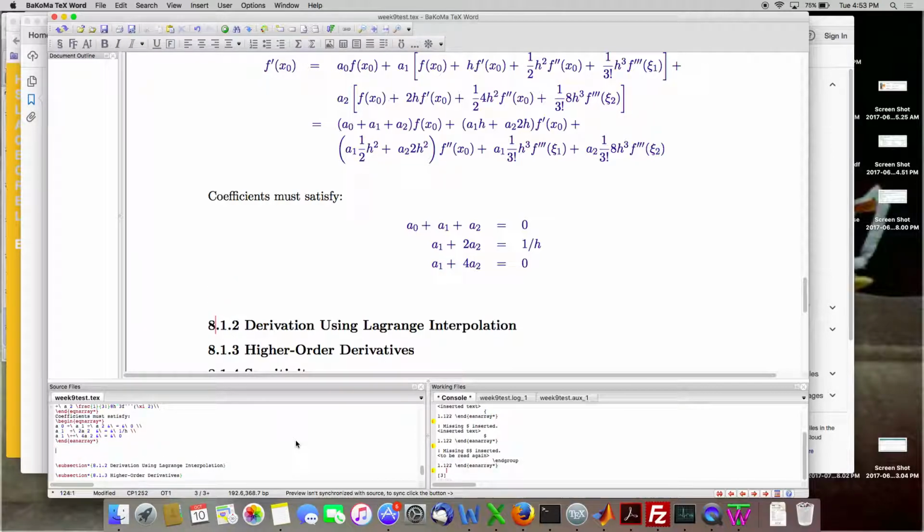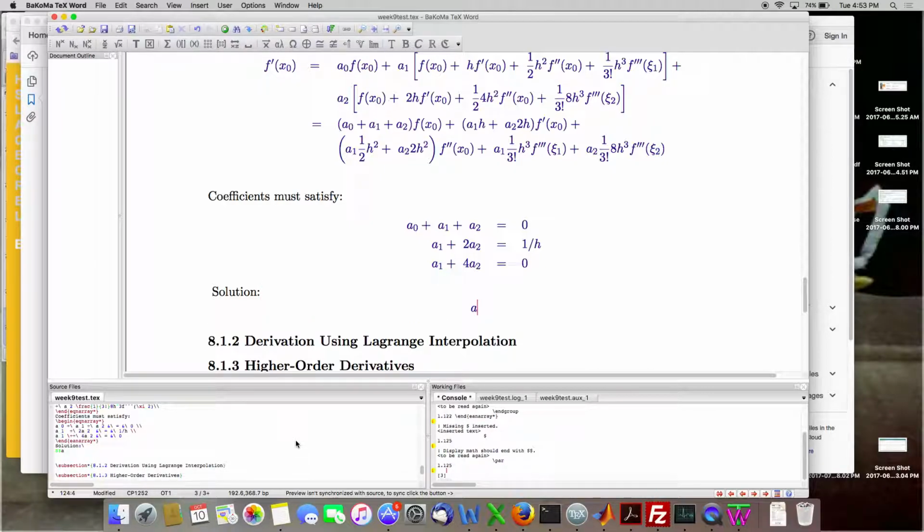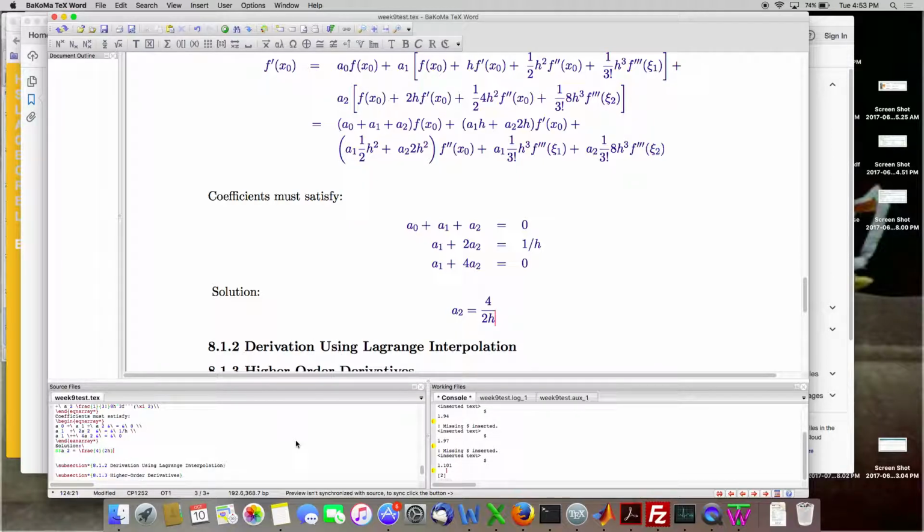So there is a unique solution, and what we get is a1 is equal to 4 over h, rather, or no, I can write it as 4 over 2h. I'll use a display equation for this. And you're wondering why I'm not writing this in lowest terms. You'll see why.